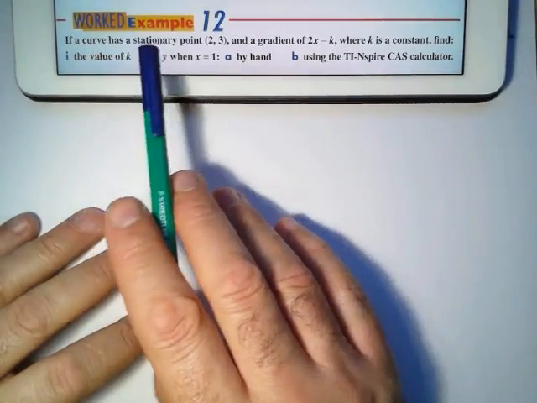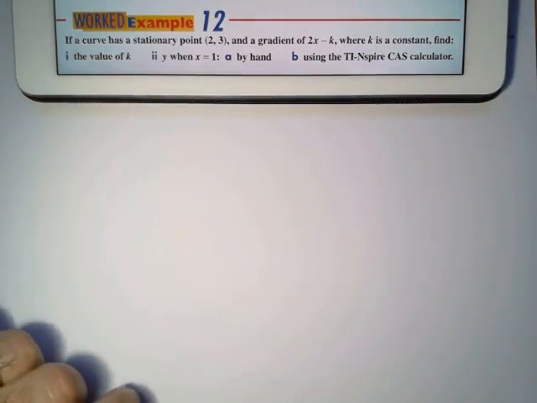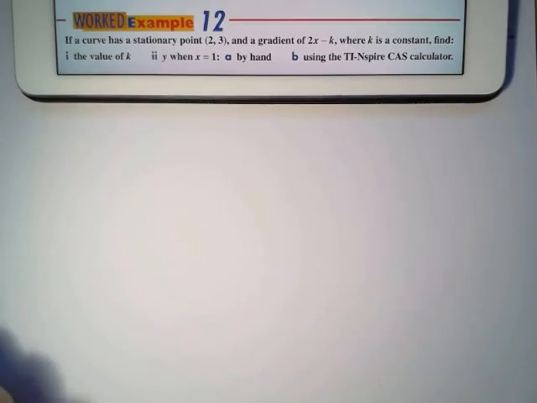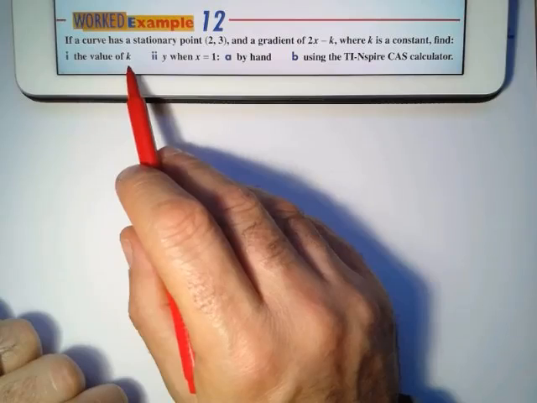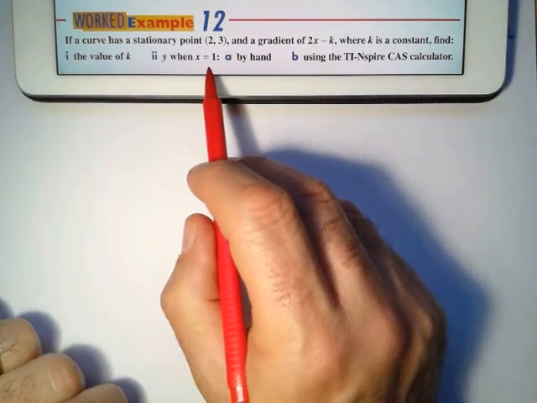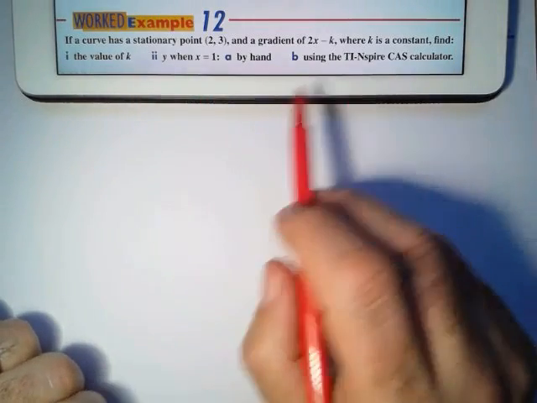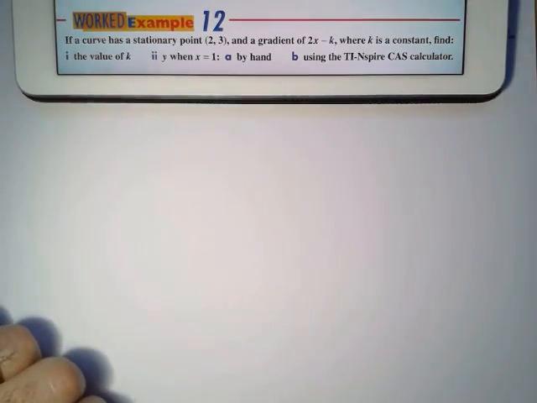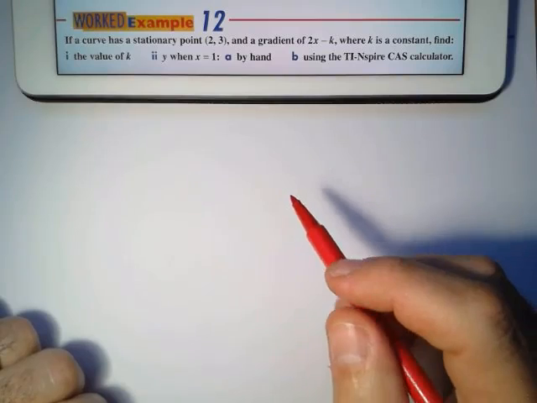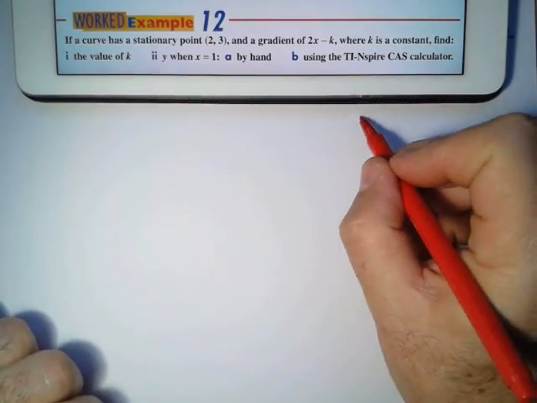If a curve has a stationary point of (2, 3) and a gradient of 2x minus k, where k is a constant, find first the value of k, then y when x equals 1 by hand. I'm not going to use the calculator one. Please check your book on how to do that. So just quickly coming to stationary points.